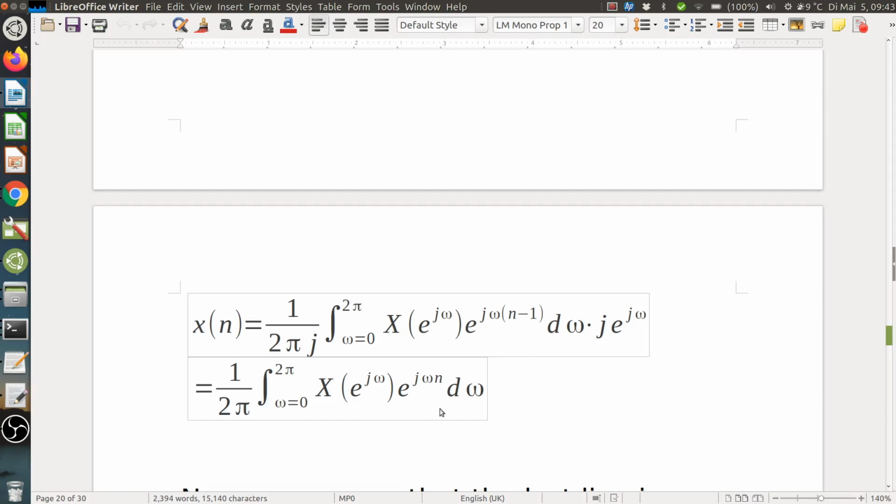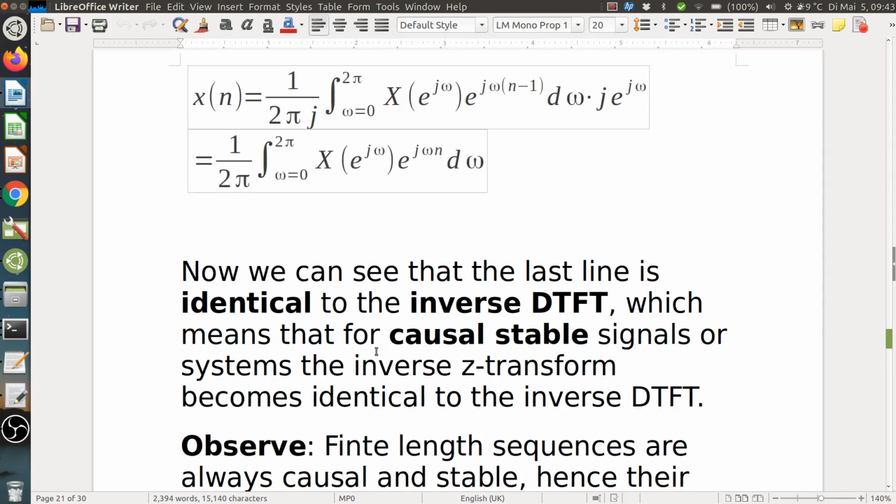Yeah, that's pretty much all. So then this is the result. And when you look at this result, this is exactly the inverse DTFT. Right? Surprise, surprise. We have exactly the inverse DTFT. And this means that for a causal stable signal, for all systems, the inverse Z transform becomes identical to the inverse DTFT. So it's maybe not so surprising, because we saw that the DTFT is just a special case of the Z transform.